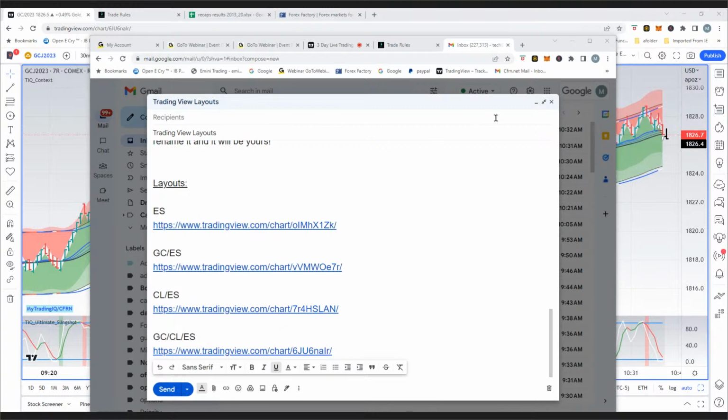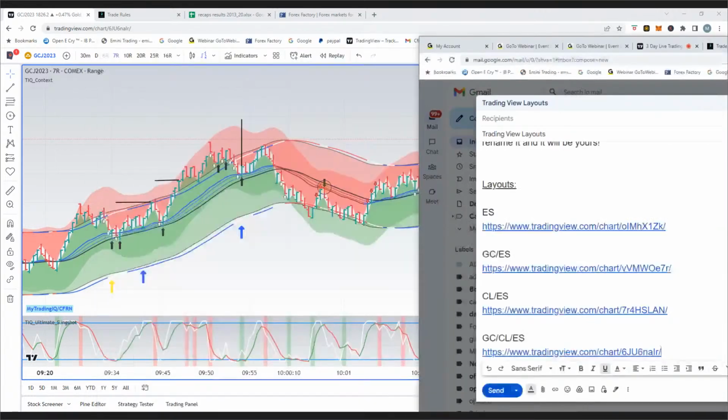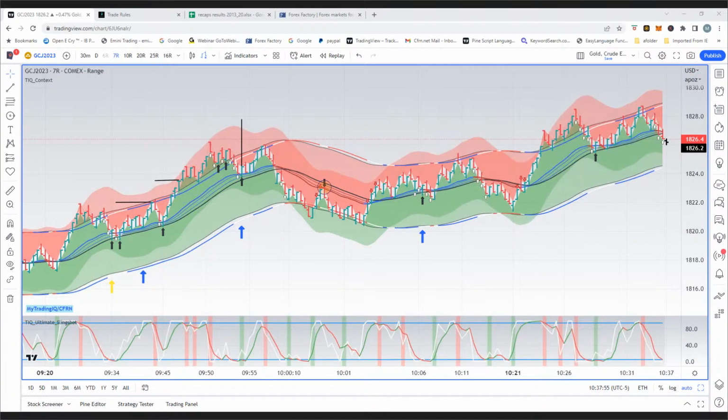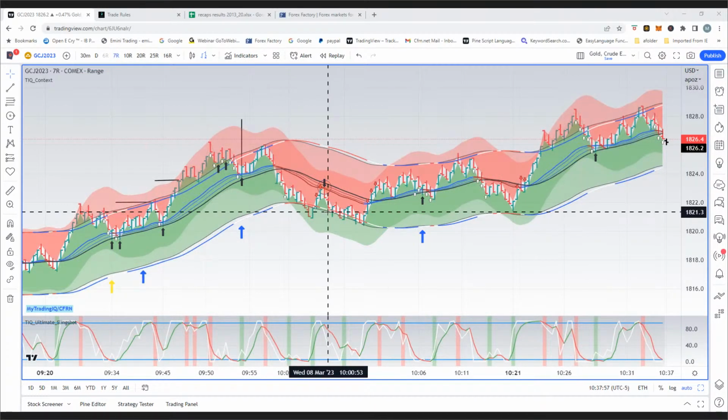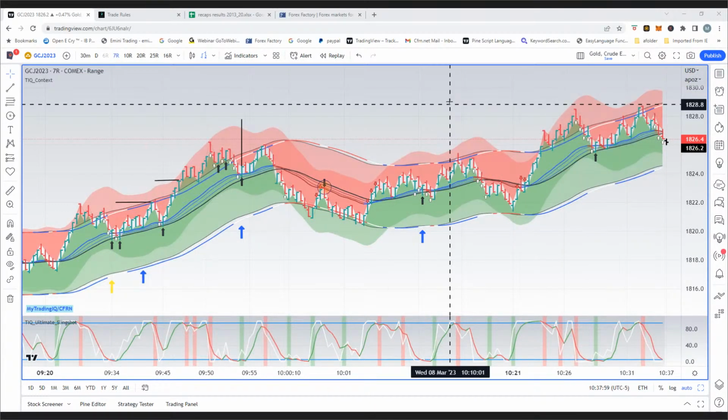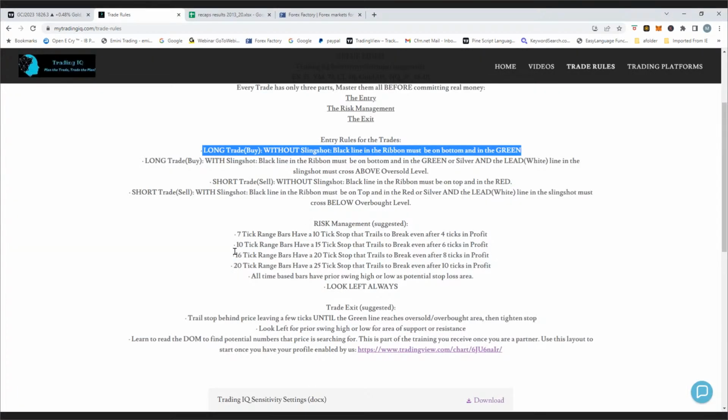The other thing about the free one is you don't get custom time frames, time intervals. You won't be able to choose a 7-tick range. You have to use a 10-tick range, which is okay. If you want to do the free one and use a 10-tick range, I gave you the rules for that right here. With a 10-tick range, use a 15-tick stop with a stop to break even after 6 ticks in profit.